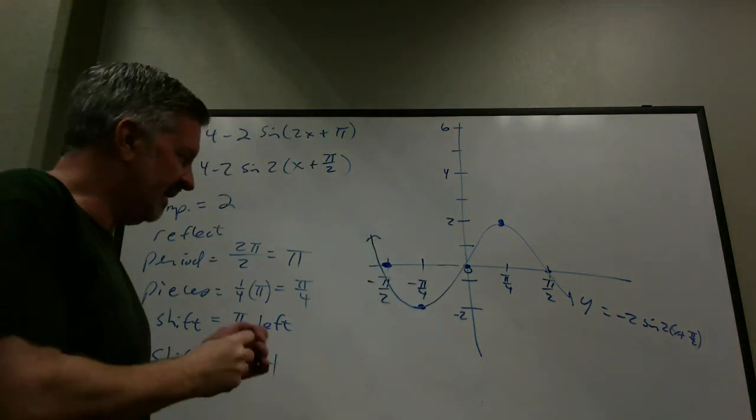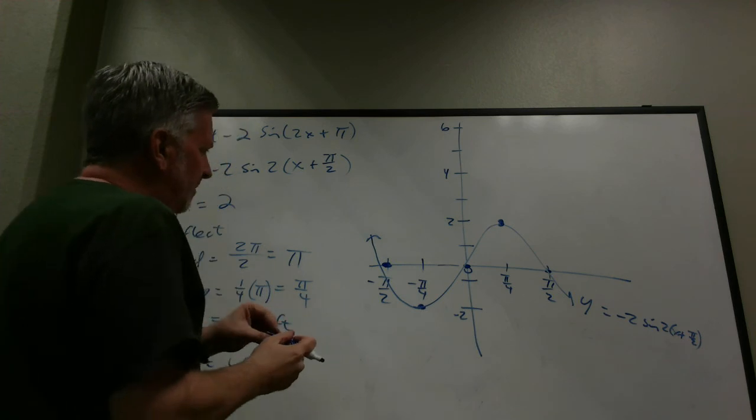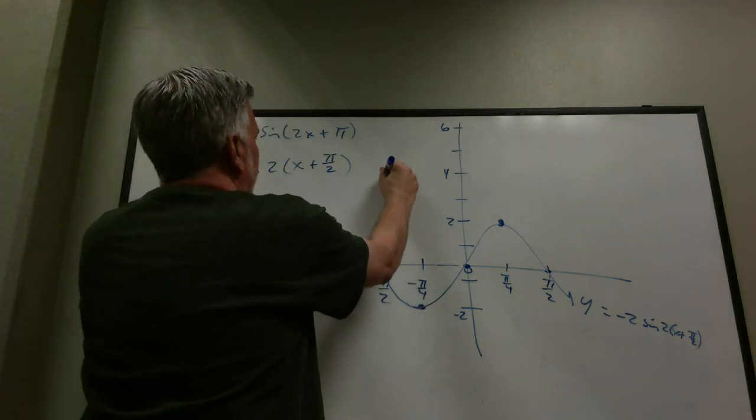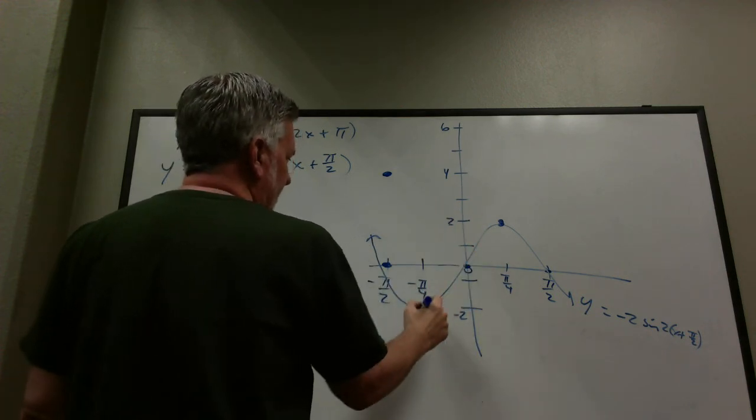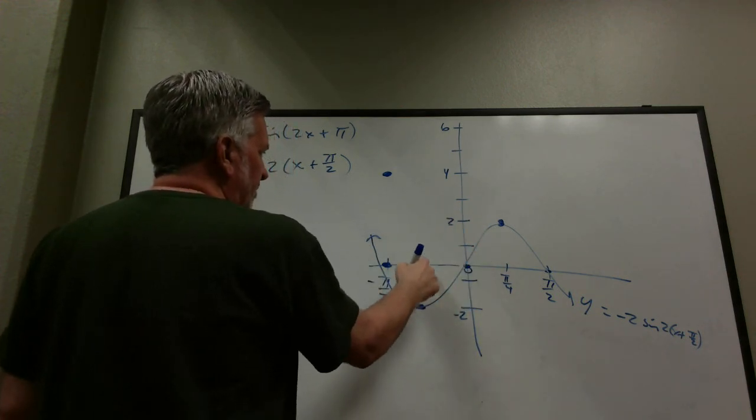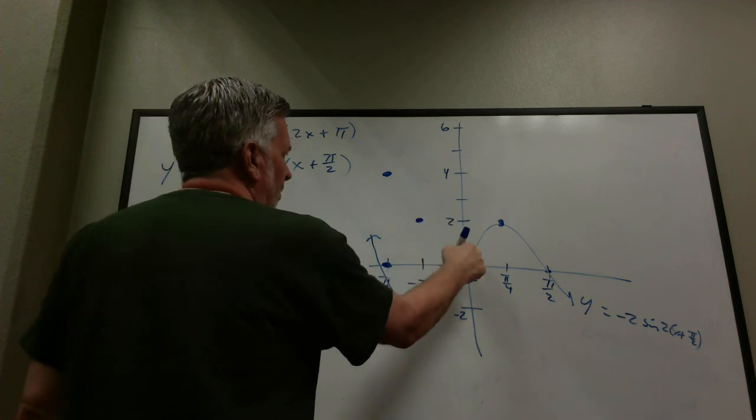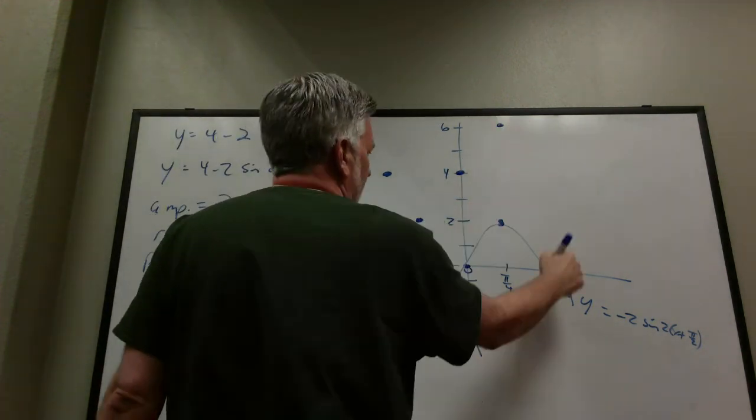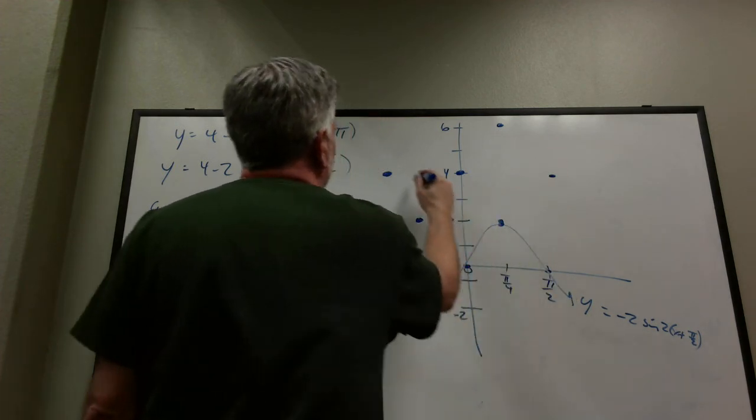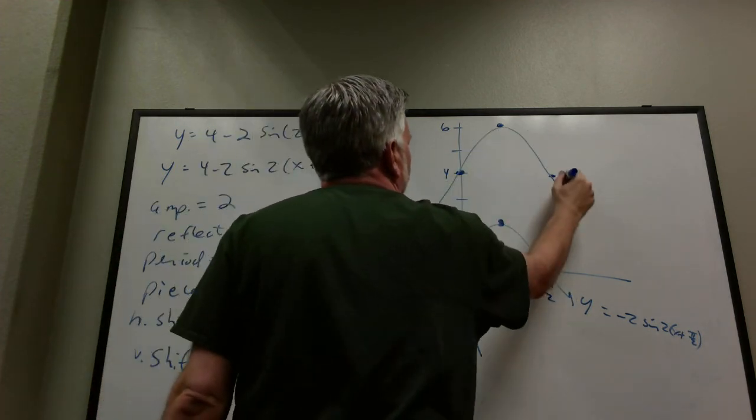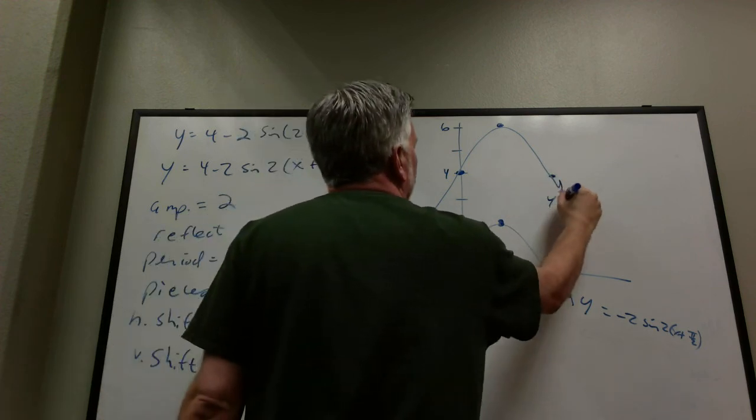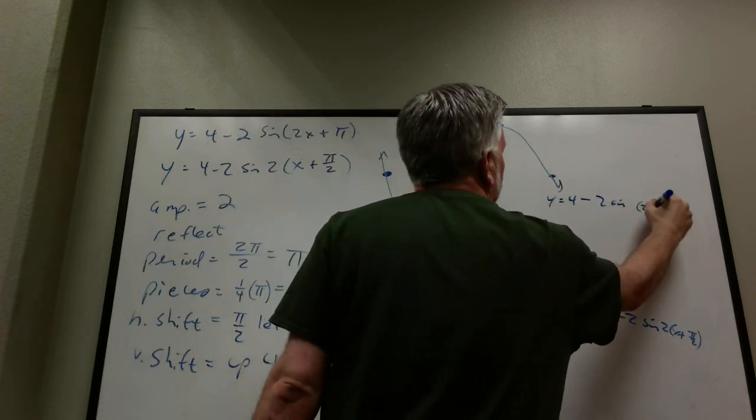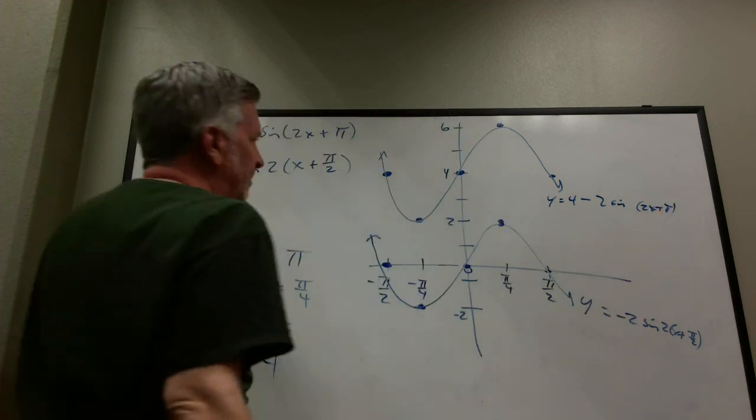Okay, so we're going to take each of these points, and I can do it in blue, and go up 4. So this was at 0, so this is at 4. This is at negative 2, move up 4, it's 1, 2, 3, 4 here. So this is my final answer: y is 4 minus 2 sine of 2x plus pi. Either one of those, same thing.